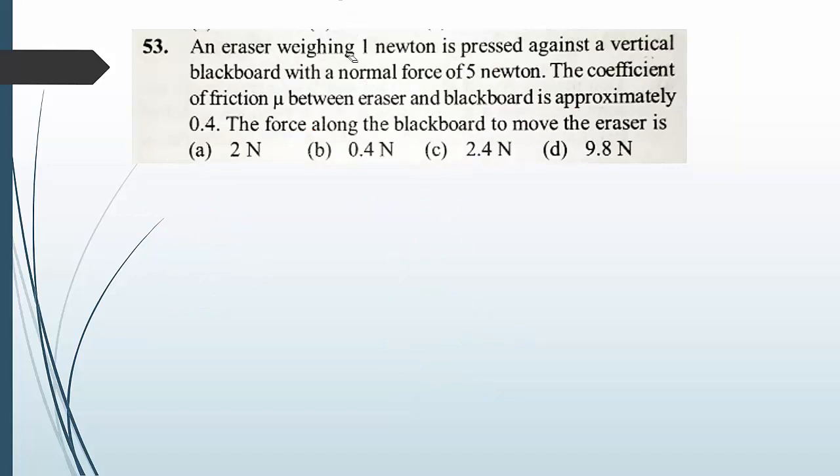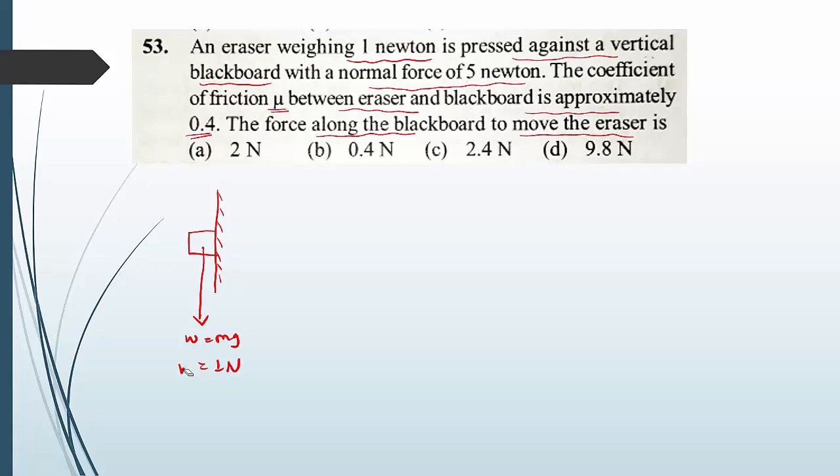53. An eraser weighing 1 Newton is pressed against a vertical blackboard with normal force 5 Newton. The coefficient of friction mu between eraser and the blackboard is approximately 0.4. The force along blackboard to move the eraser is. Yes, so let us consider this is the blackboard. Here I am going to press an eraser, right? So this is weight of the eraser acting vertically downward, W equal to mg. They had given it as 1 Newton.